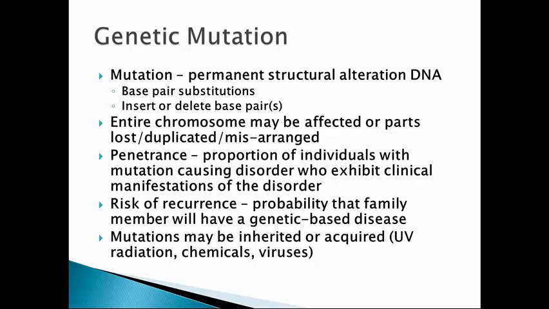When we think about the probability that a family member may actually have a genetic-based disease, we're looking at the risk of recurrence. And that's how we use that Punnett square to look at probabilities. Because remember, risk is all based on probability. The risk of recurrence or occurrence, if you want to look at it that way, is the probability that the family member will have a genetic-based disease, and it occurs with each pregnancy. And as we teach parents and families about a genetic disorder, it's important that they understand that it's with each pregnancy.